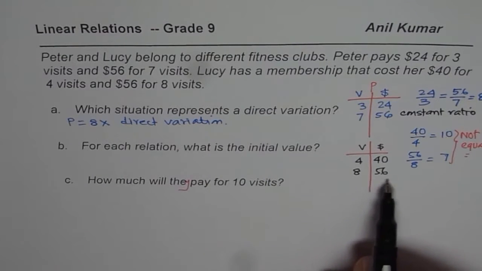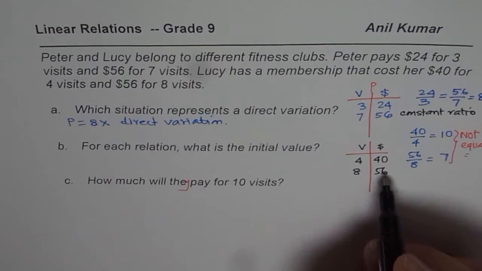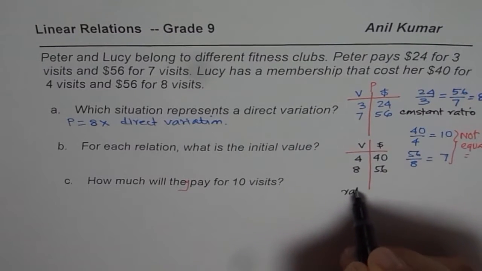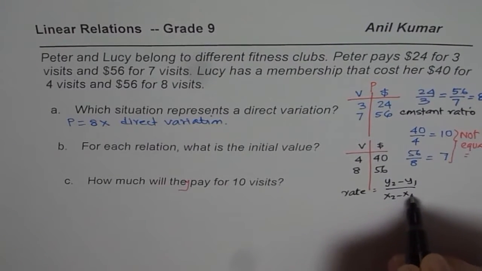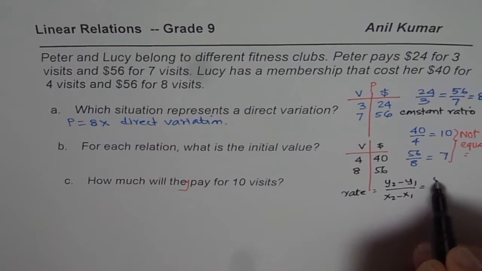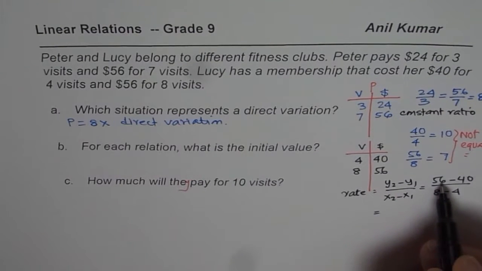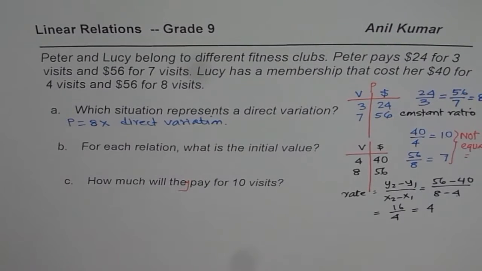So let's work out further. We'll first find the rate. The rate could be found by the difference, slope rather. So we can find the rate as y2 minus y1 divided by x2 minus x1. In this case, the dollars spent are 56 and 40, for the number of visits 8 minus 4. So 56 minus 40 is 16, and 8 minus 4 is 4. So we get a rate of 4.